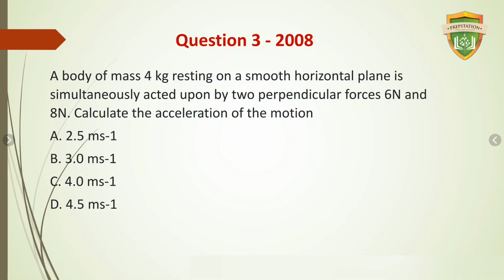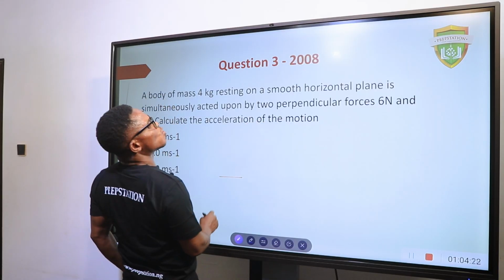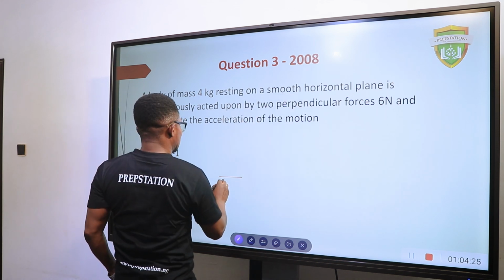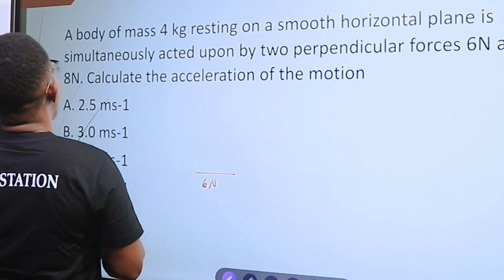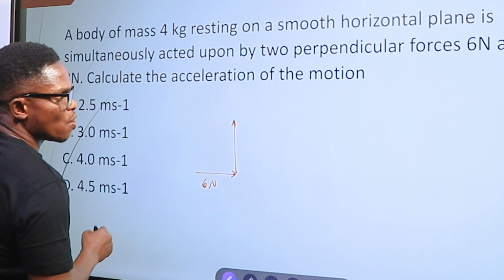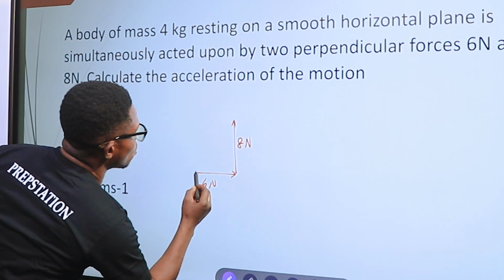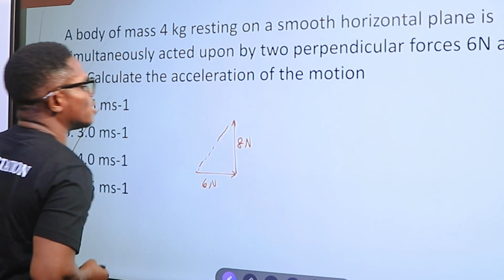All right. A body of mass 4 kilograms resting on a smooth horizontal plane is simultaneously acted upon by two perpendicular forces. Calculate the acceleration. Now, how are we going to handle this? Simple. Perpendicular means 90 degrees. So let's quickly go. Vector 1 is what? 6 Newton. So this is 6 Newton, and then put an arrow. Remember, vectors are represented by arrows. And then vector 2 is 8 Newton. So the resultant force will be a dashed line to this point.